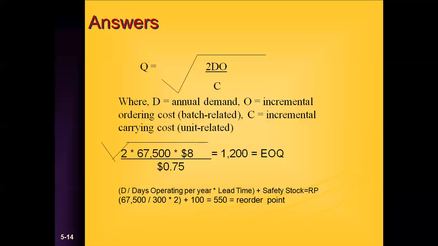Now the question is, what is the reorder point? Well, the equation for the reorder point is annual demand divided by days operating per year, times lead time, plus safety stock. So here again, we're just going to plug in the numbers. We know the annual demand is 67,500 units. We divide that by the days operating per year, which is 300, times the lead time of 2 days, plus the safety stock of 100, and we come up with a 550 reorder point.